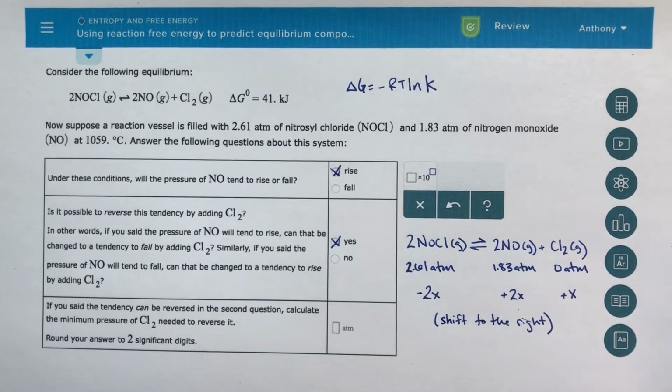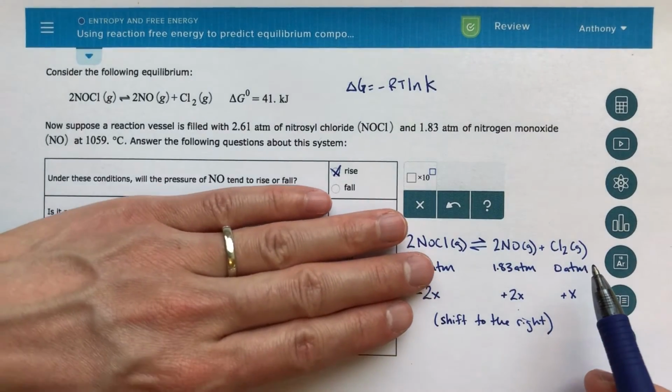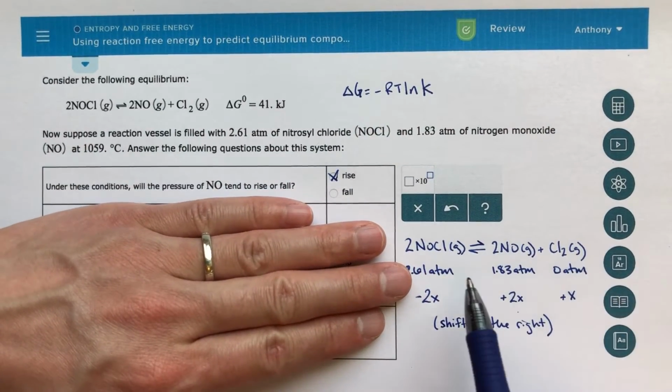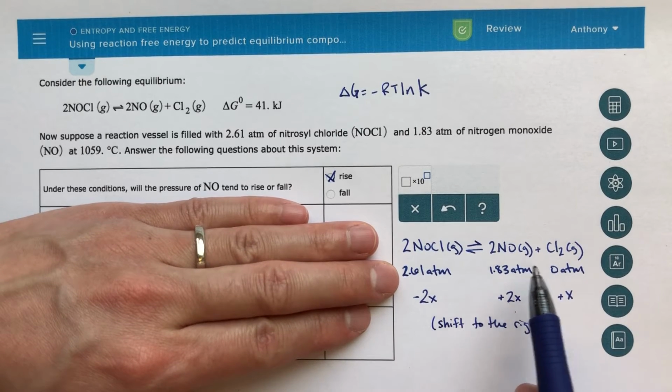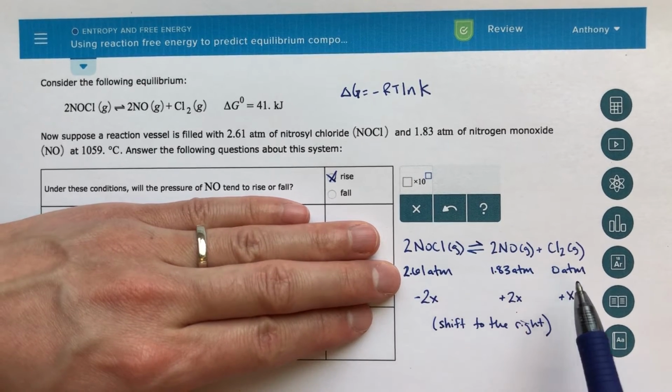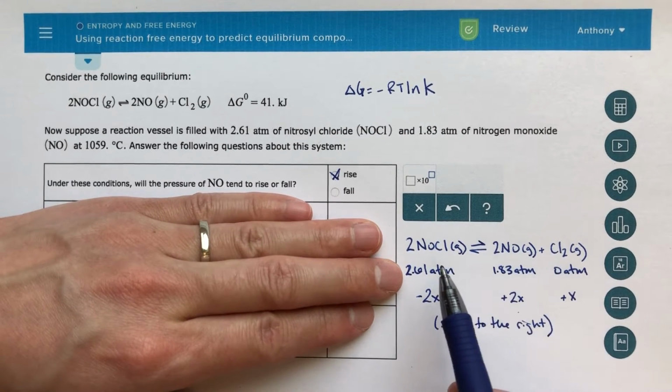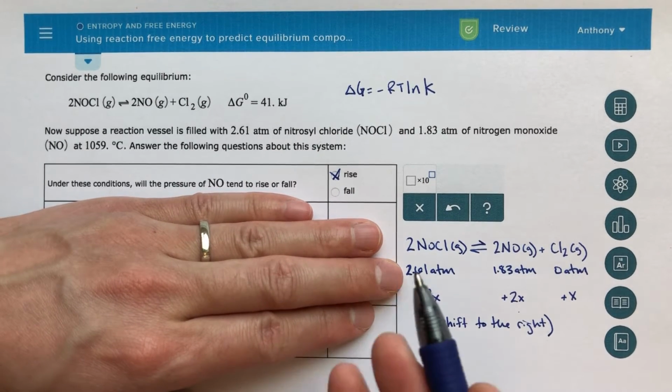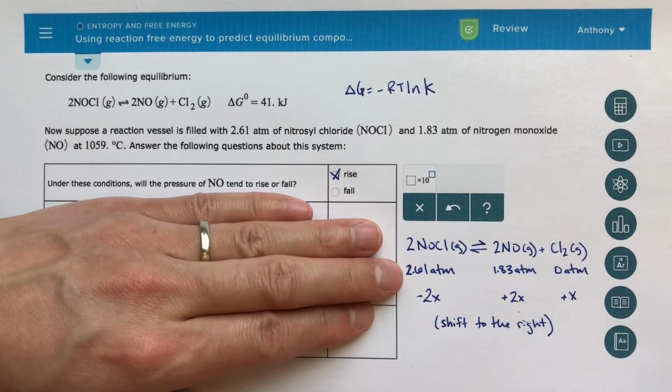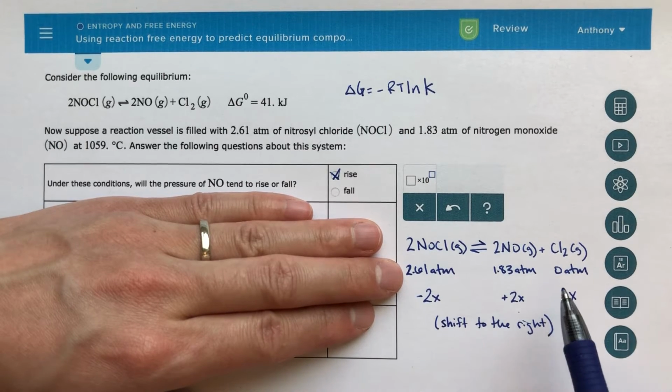We could talk about that. But I think the easiest way to think about it is initially, so forgetting about this question for a second, initially, this reaction has to shift to the right to get to equilibrium because I've got a 0 on this side, right? Anytime I've got a 0 initially, we know the reaction has to shift in that direction to get to equilibrium because we've got 0. It can't go the other way, right? We've got 0. So we know it's going to shift to the right.